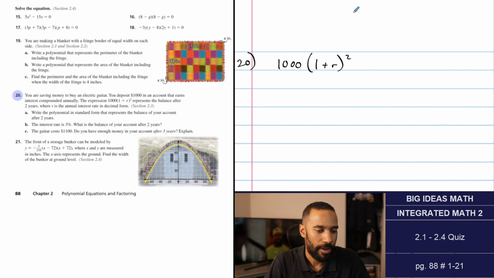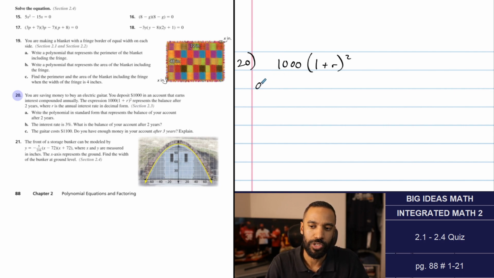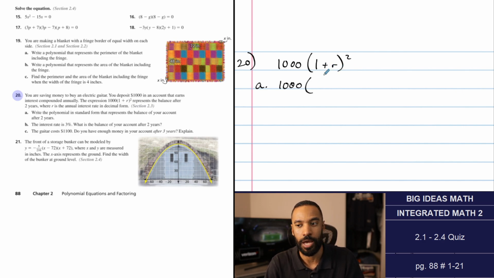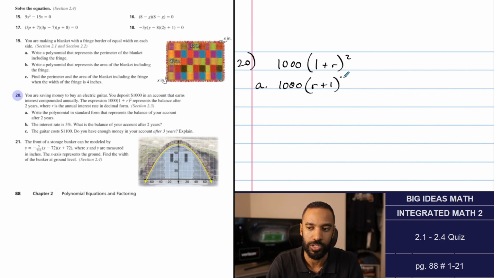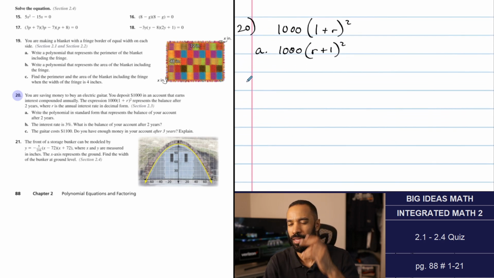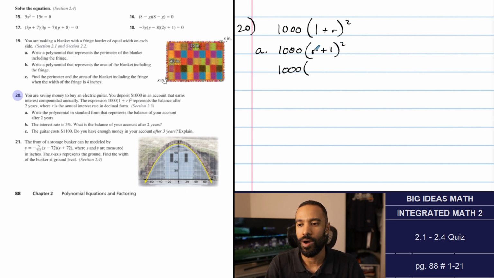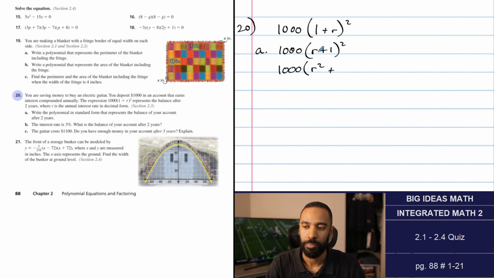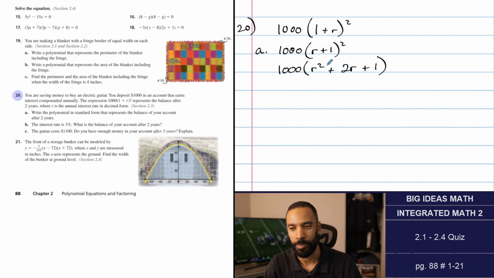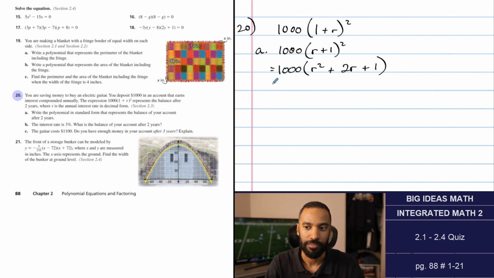So A, write the polynomial in standard form that represents the balance of your account after 2 years. What they're asking you to do is expand this thing. They actually want you to do 1,000 times what 1 plus r squared will be. 1 plus r squared is the same as r plus 1 squared. I think that helps me when it comes to my thought process. R plus 1 quantity squared is a squared plus 2ab plus b squared. R squared plus 2 times 1r plus 1 squared, the perfect square trinomial expansion.